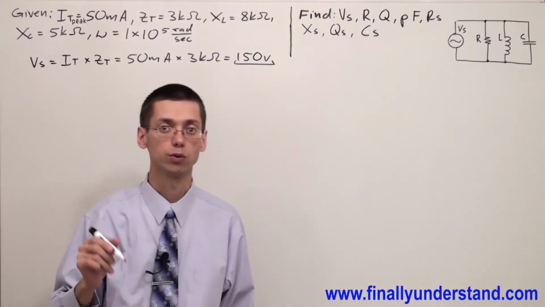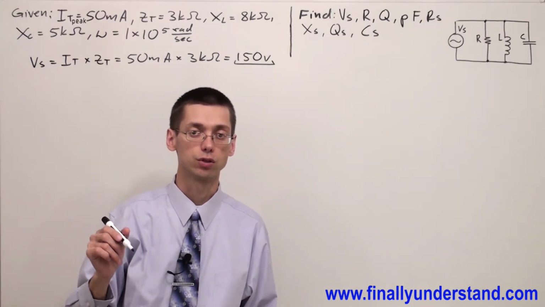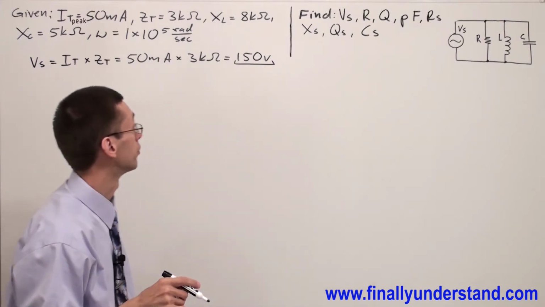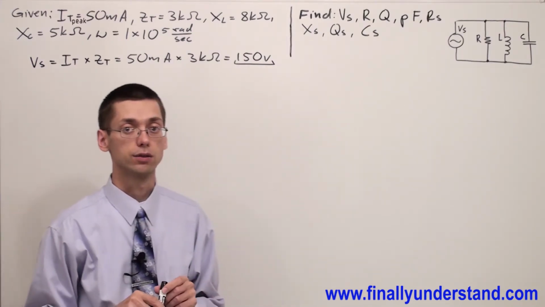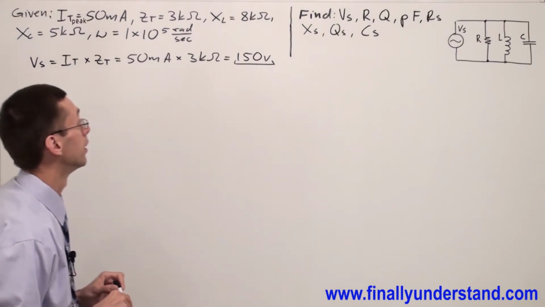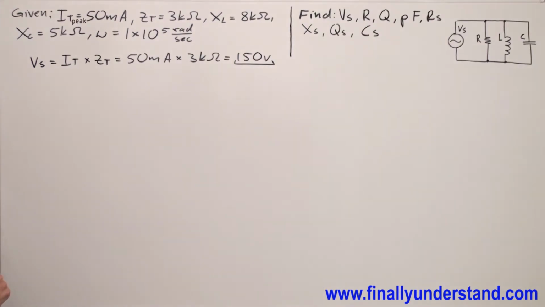Please keep in mind that we want to keep the voltage source with an angle of 0 degrees. That's why I didn't include any angles in my calculations. Next, I'm going to find R. But don't forget that this is a parallel circuit.